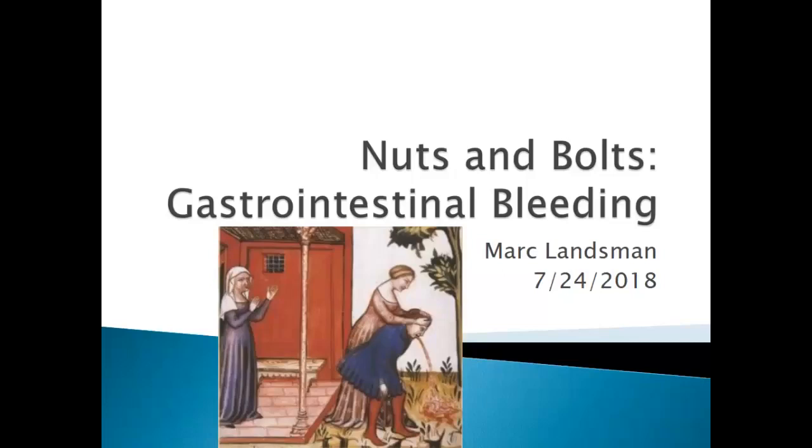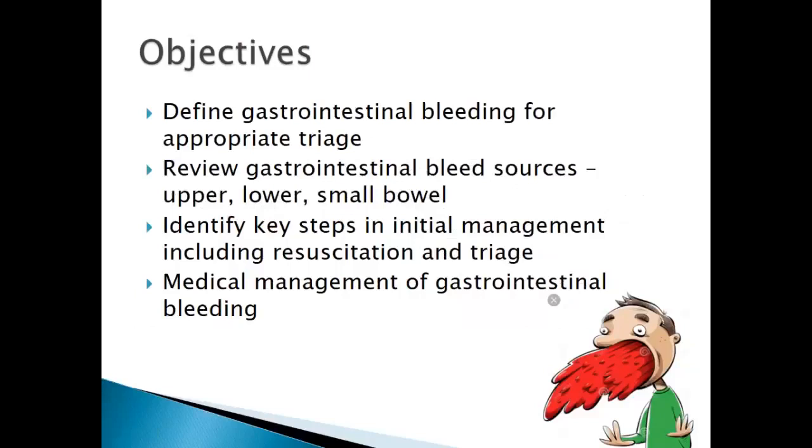GI bleeding in general is a pretty vast topic. You can do your own lecture on upper, small bowel, and lower. So I'm going to try to squish everything in to make it pertinent from a nuts and bolts perspective of what I think an intern should know, and then also hopefully some good things for second, third year.